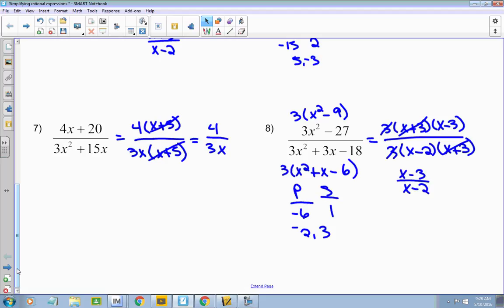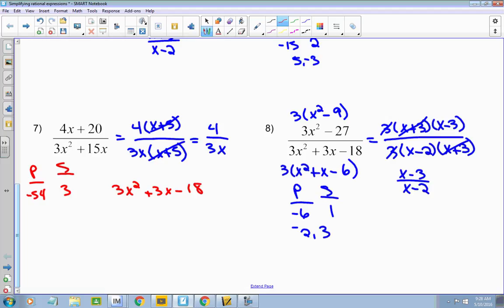Now, in that first hour, we did not catch that you could factor the 3 out. So let me show you what happened in that case. We had this 3x squared plus 3x minus 18, and we decided to do product and sum. We didn't think about factoring the 3 out, and that might happen to you. So my product here would be negative 54, and my sum would be 3. What multiplies together to give me negative 54 and adds together to give me 3? 9 and 6. One of them's got to be negative. Which one? The 6.